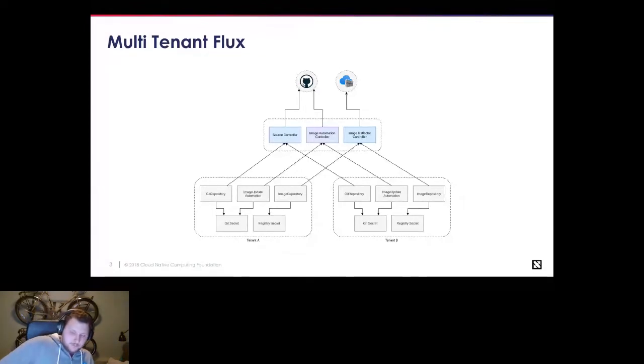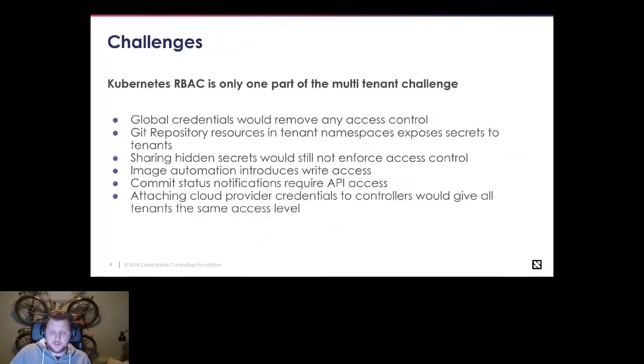So you'd want to have separate Git secrets that the source controller can use to authenticate towards your Git repository. And you'd obviously not want to share these. So you wouldn't want every tenant in the cluster to have access to all the Git credentials for all the different tenants. So the challenge that we're really facing here is it isn't running multi-tenant Flux.